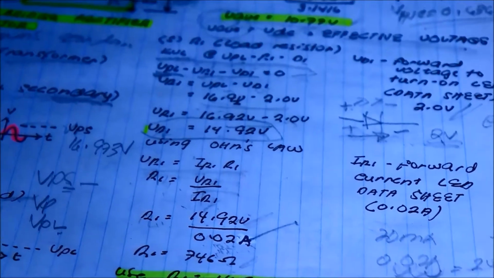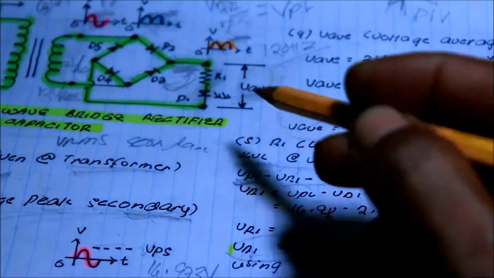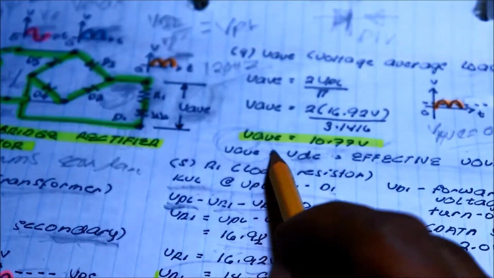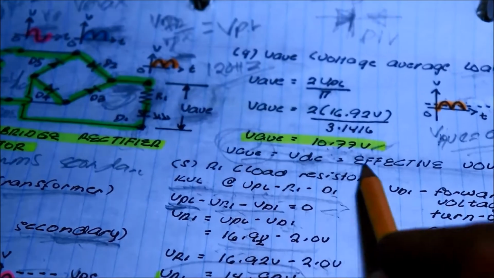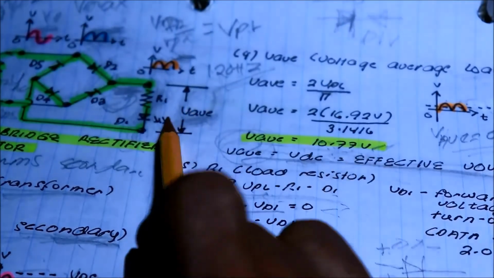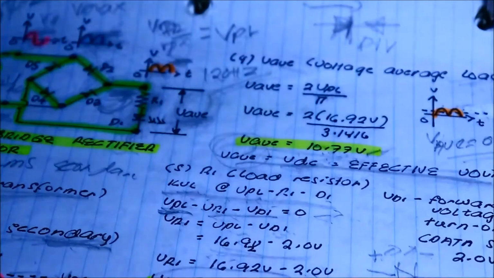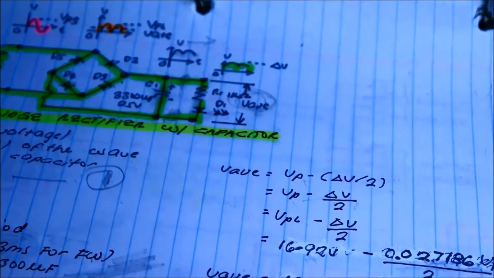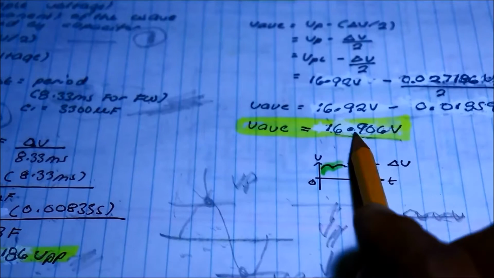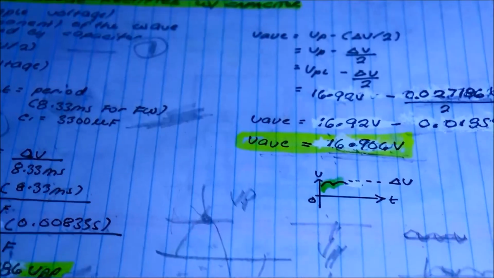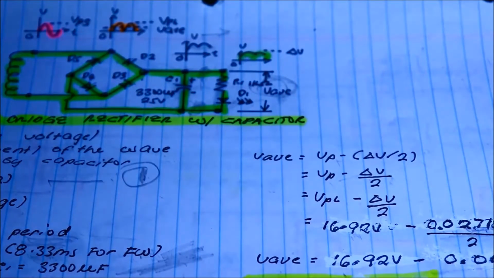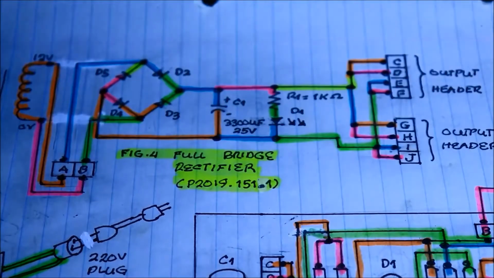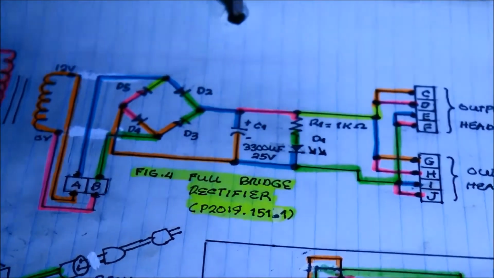So, without the capacitor, our average voltage is 10.77 volts. That is the equivalent effective voltage across the load. With the capacitor, it improves. It becomes 16.906 volts with the use of the filter capacitor in the circuit. So we computed everything, and let us now see.